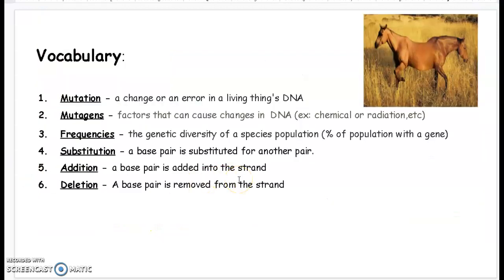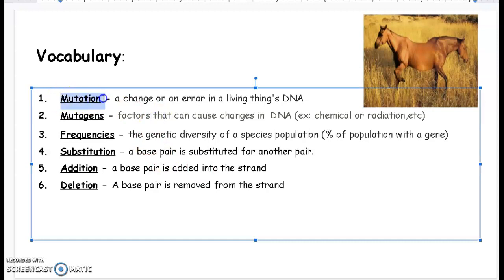And so the vocabulary of today is, well, a mutation. A mutation is just a change or an error in the living thing's DNA. Short and simple. Change or error in DNA.